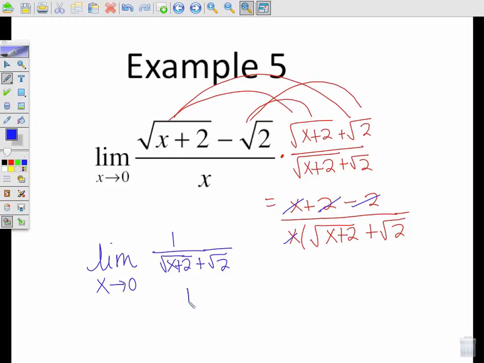So let's put 0 in. And if I substitute 0 in, I'm going to get 1 over the root 2 plus the root 2, which equals 1 over 2 roots of 2. I'm going to keep going. I'm going to multiply top and bottom by the root 2. So it's the root 2 over 4. So this is the result of the limit.